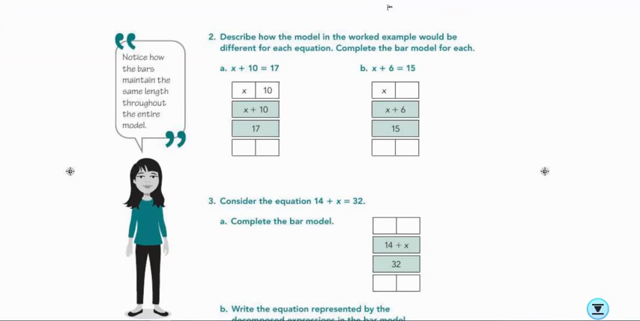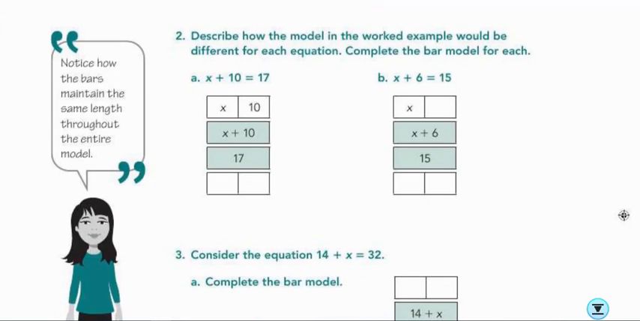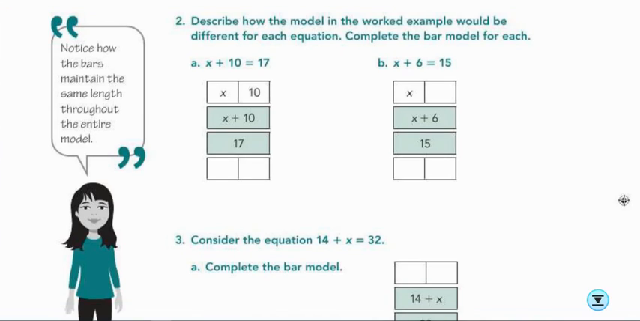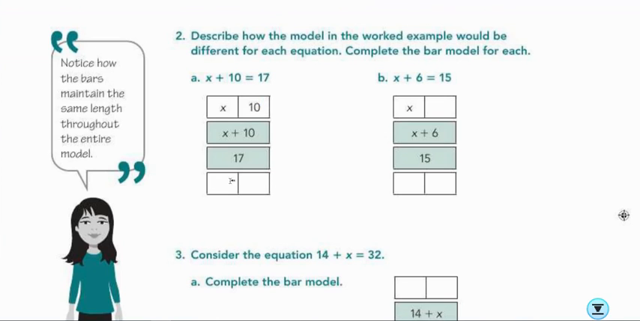In question 2, it says, describe how the model in the worked example would be different for each equation. Here in this example, we could set this up, and we could say that we have x plus 10 equals 17, and then I have x plus 10 and 17. So this is my equation. We broke down the equation into 2 parts here, and then down at the bottom, let's break it down. This is still going to stay as 10.